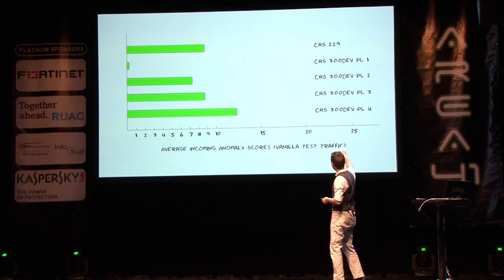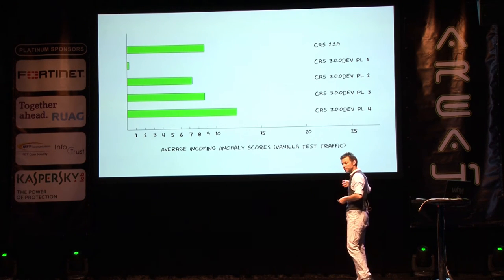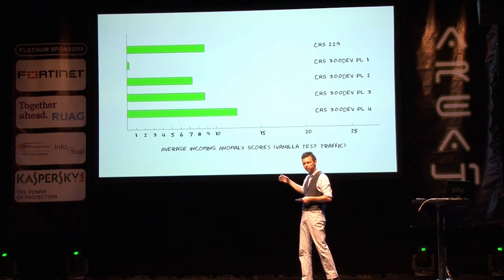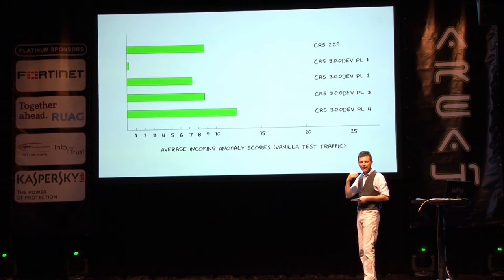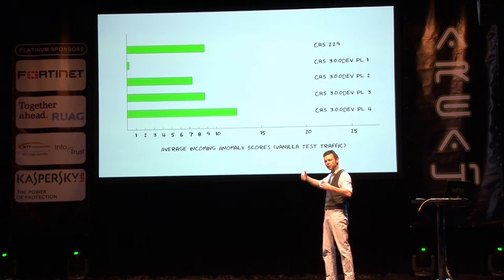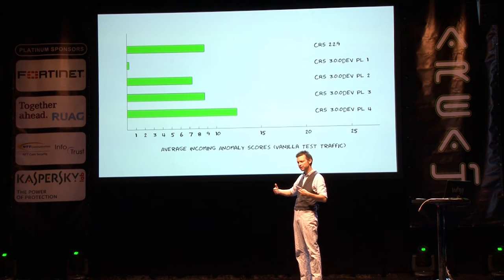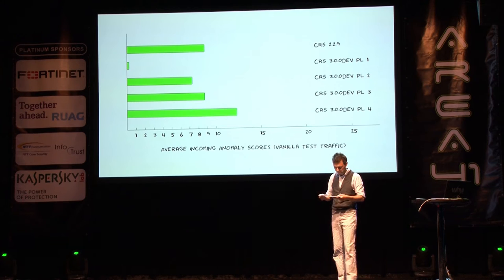And then as we raise the paranoia level to 2, 3, and 4, we get the alerts back. We get the false positives again. And in paranoia level 4, thanks to the strict siblings approach, we're getting even higher security and even stricter limits than we used to have with the core rules 2.2.9.